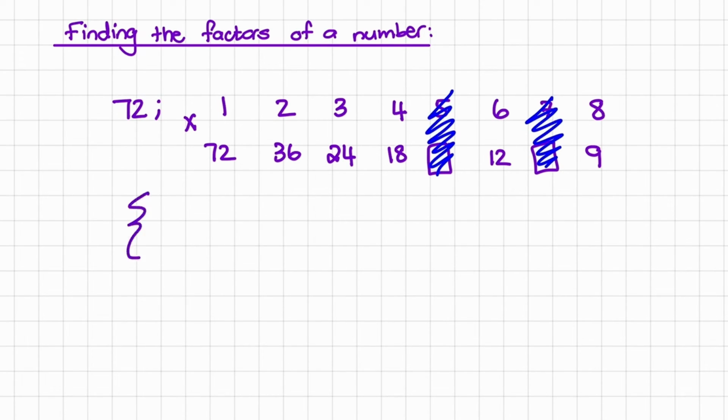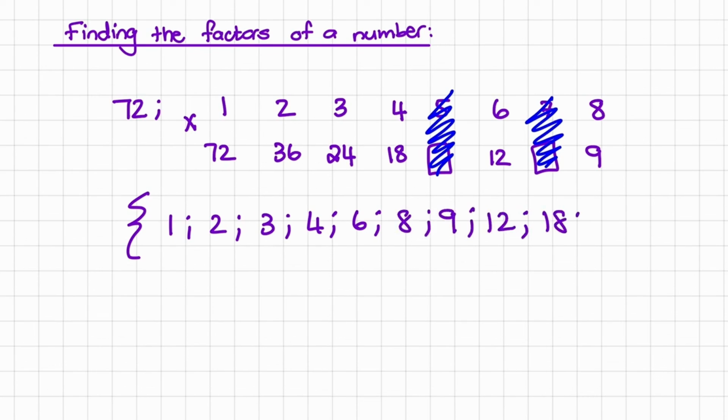So the factors of 72 would be 1, 2, 3, 4, 6, 8, 9, 12, 18, 24, 36, and 72. And that's how we find the factors of a number.